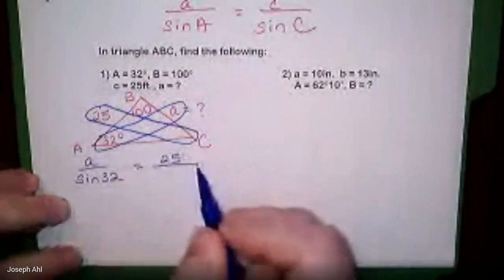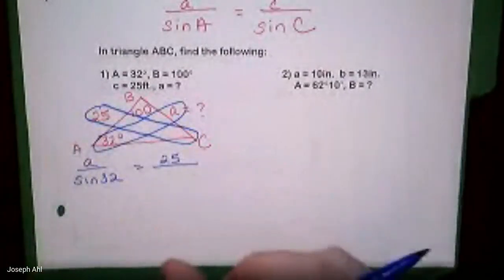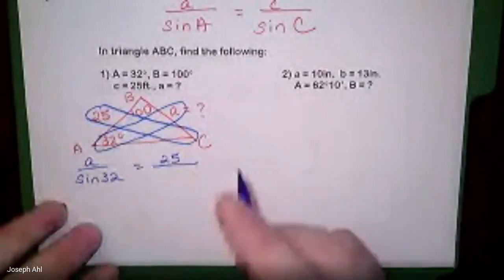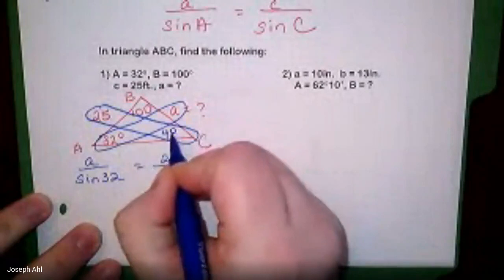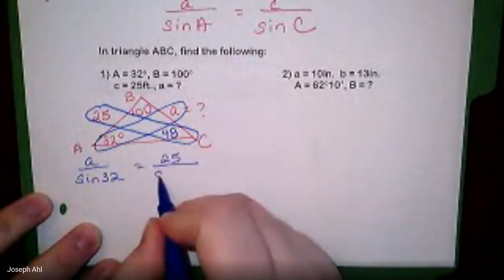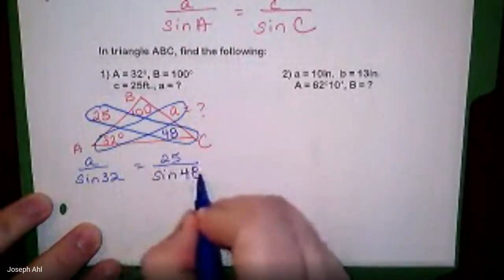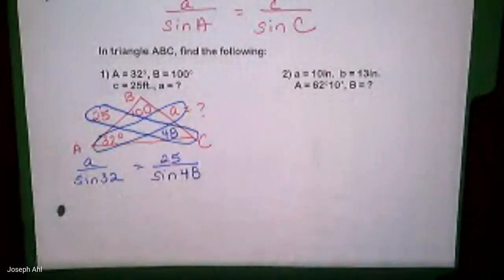But the issue is, well, right away we don't have the measure of angle C. However, I'm hoping that we can quickly identify that if I do 180 minus the two angles that are given, that would leave me with 48 degrees at angle C's location. So on the bottom of 25, we have to pair that up with sine of 48.